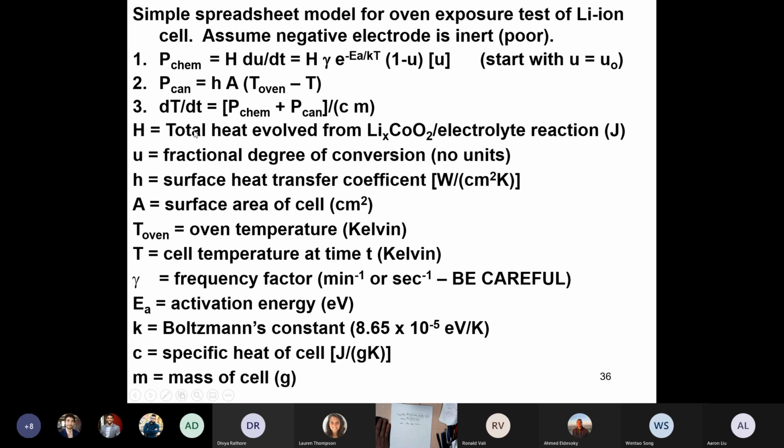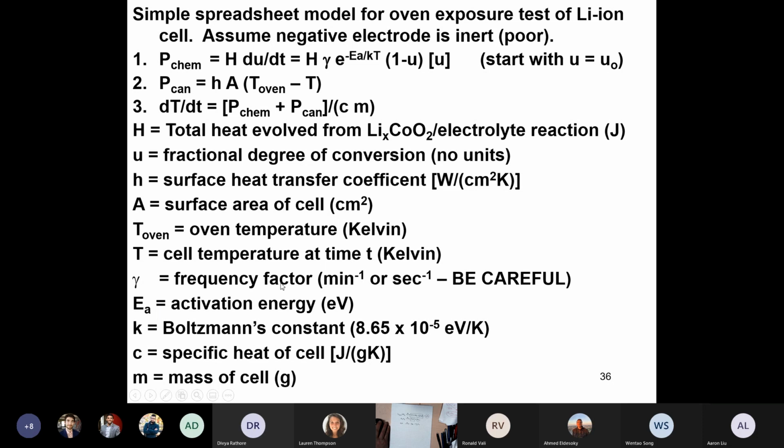And everything else that's in these equations, you know. You know the total heat evolved. You got that from accelerating rate calorimeter. You know you start with U very near zero, and U increases with time. You know the surface heat transfer coefficient. You know the surface area of the cell. You know the oven temperature. You're going to calculate the cell temperature as a function of time.